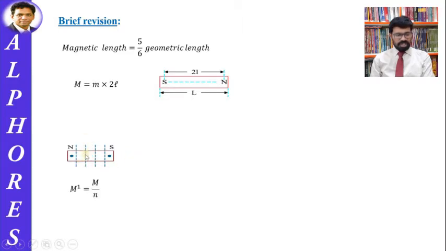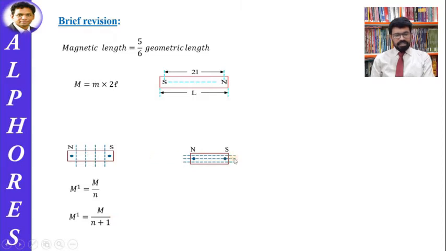We have also discussed cutting a magnet and how the magnetic dipole moment changes. If a magnet is cut perpendicular to its length, then the magnetic dipole moment of each piece will be m by n if it is cut into n pieces. If it is cut n times, we will get n plus 1 pieces, and each piece's magnetic dipole moment will be m by n plus 1, where m is the total magnet's magnetic dipole moment. This m dash is the magnetic dipole moment of each piece after cutting.